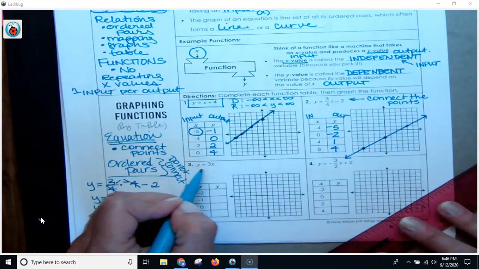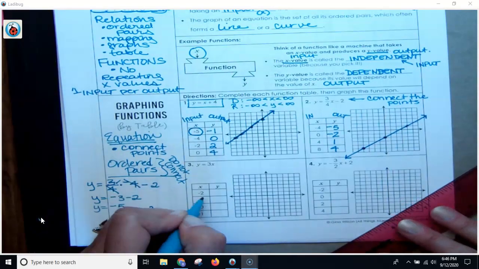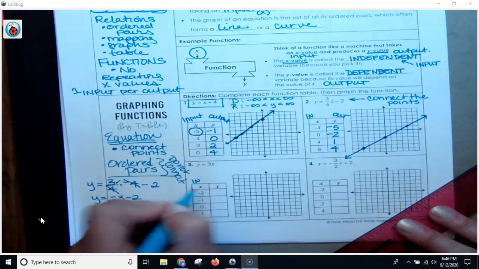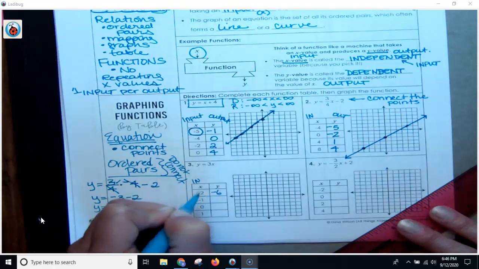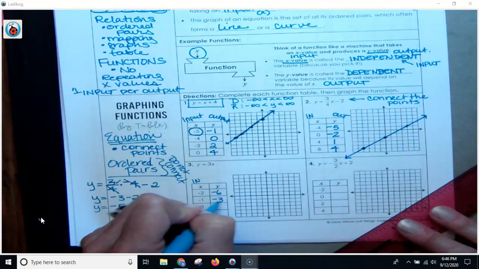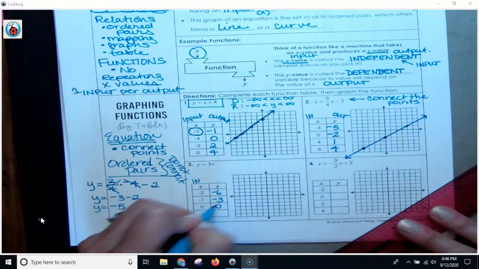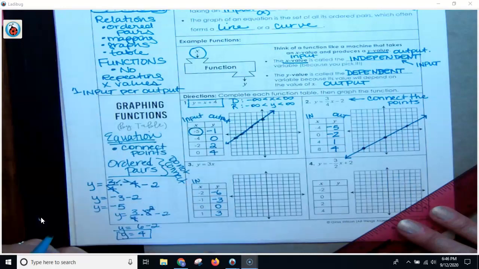So then here we've got this situation, y equals 3x. So if I plug in -2 for my input, y equals 3 times -2, that's going to give me -6. Y equals 3 times -1, that's going to give me -3. Y equals 3 times 0, that's going to give me 0. Y equals 3 times 1, that's going to give me +3.